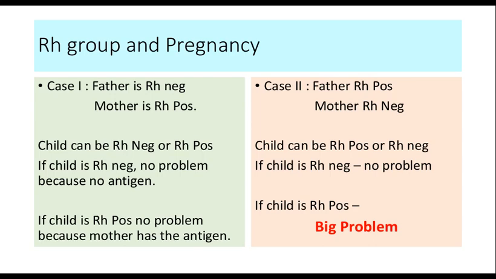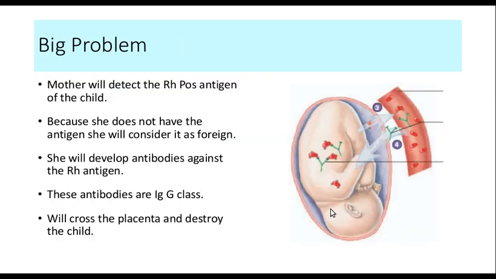Now let's look at case 2, when the father is Rh positive and the mother is Rh negative. The child could be Rh positive or negative. If the child is Rh negative, then there is no problem. But if the child is Rh positive and the mother is Rh negative, then we have a potential for a big problem. Now what is the problem?